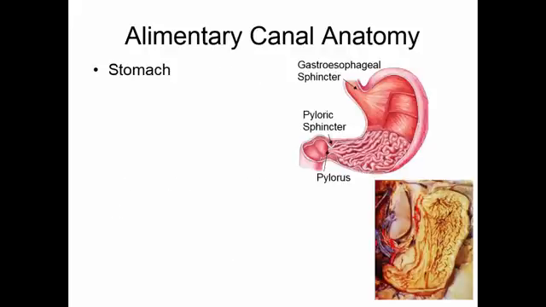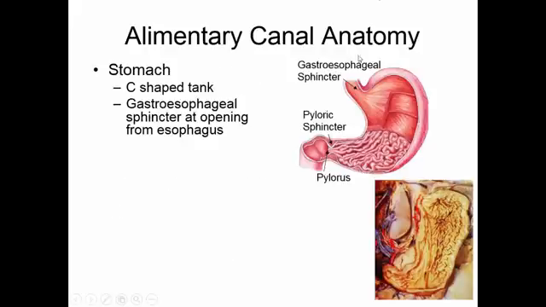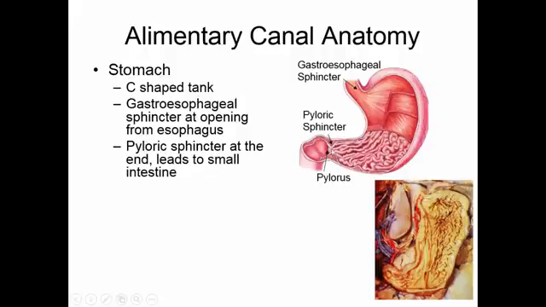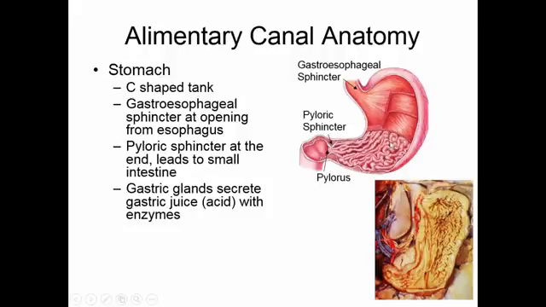The stomach is really just a C-shaped holding tank. It has a gastroesophageal sphincter. This is a circular muscle that's here at the top of the stomach. And then we have the pyloric sphincter that is the doorway to the small intestine. There are gastric glands in the stomach that secrete the gastric juice, which is acidic, and some enzymes that help start to break down protein.